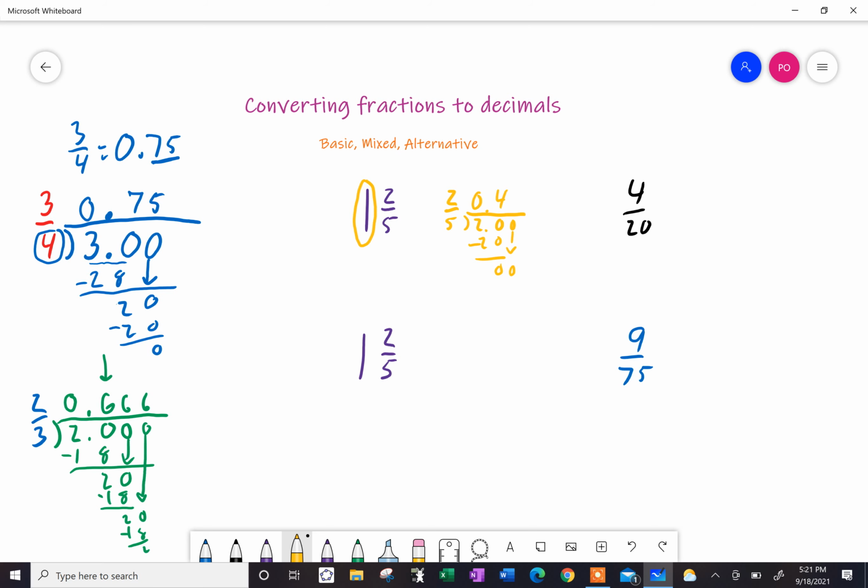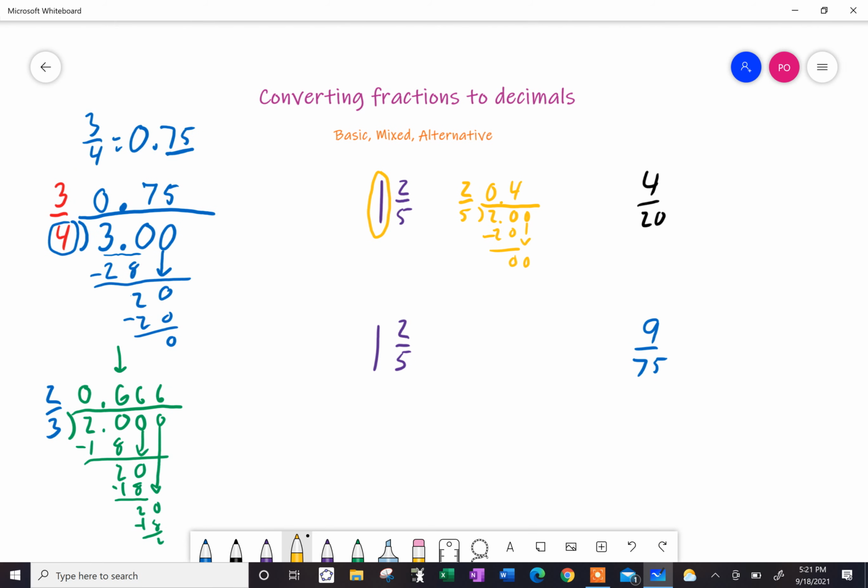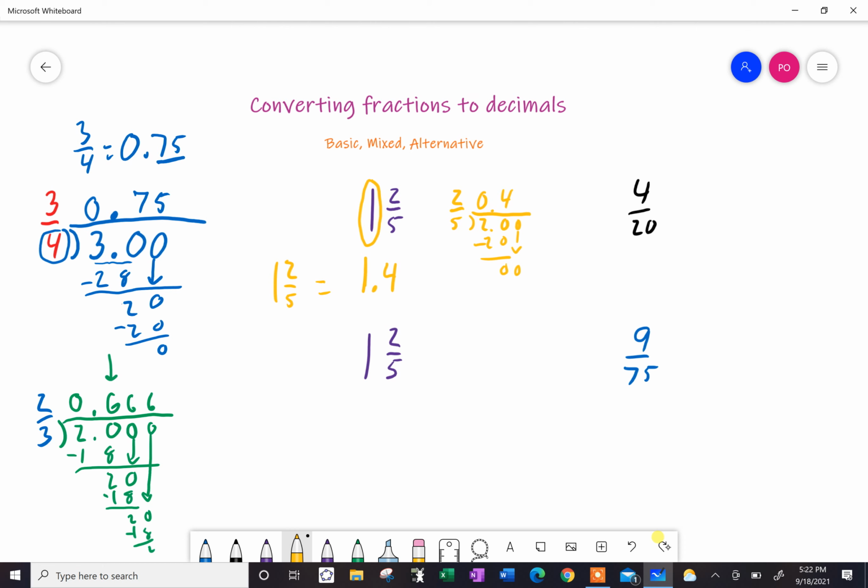So this would actually become, since the 1 was a whole number, I'm just going to leave this as 1 plus 0.4, which is 1.4. So 1 and 2/5, I'm sorry, is equal to 1.4. Now, if I wanted, I could do this one other way. I could say, well, 1 whole is really 5 over 5, and 2/5 is 2 over 5. So 1 times 5 is 5, plus 2 is 7. So I really have 7/5. So 1 and 2/5 is really 7/5.